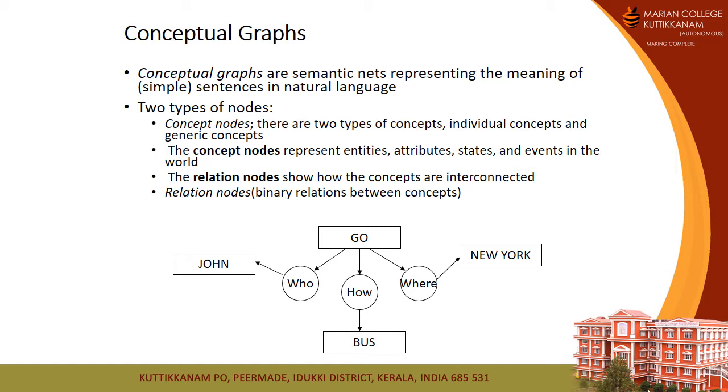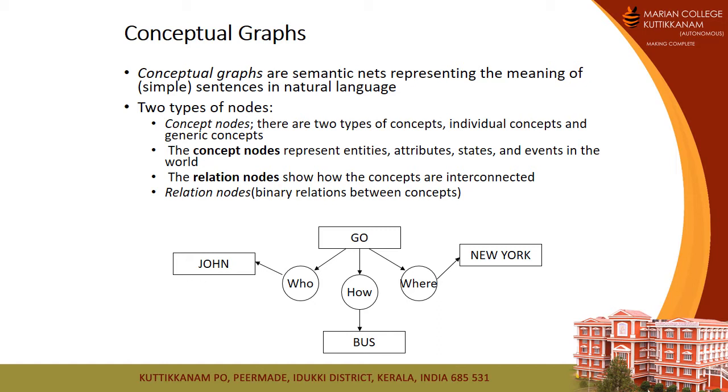The concept nodes are represented in a square box and the relation nodes are represented with a circle or oval. A relation node shows how the concepts are interconnected. The relation nodes are always binary, showing the binary relationship between the concepts.